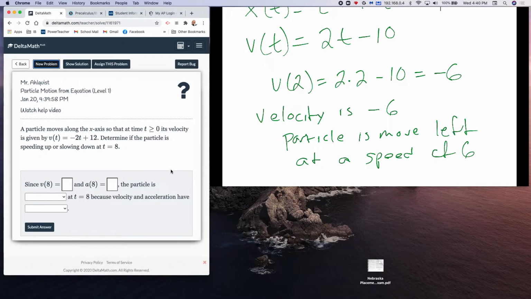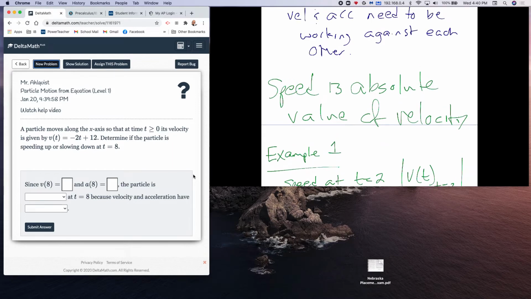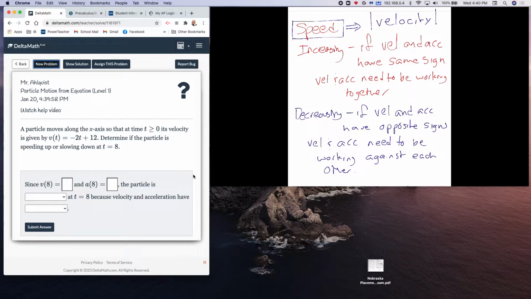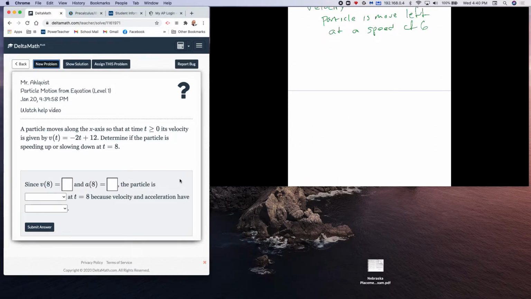Let me show you a new problem: determining whether a particle is speeding up or slowing down. Remember, speed is increasing if velocity and acceleration have the same sign. Speed is decreasing if velocity and acceleration are working against each other. So in order to figure out if a particle is speeding up or slowing down, we have to check both signs. We have to check the velocity at 8 and the acceleration at 8. So let's look at that one.